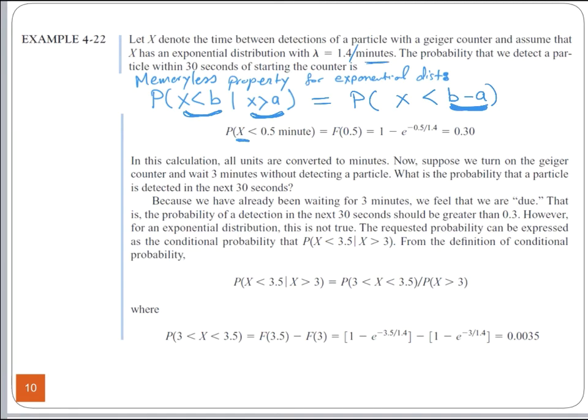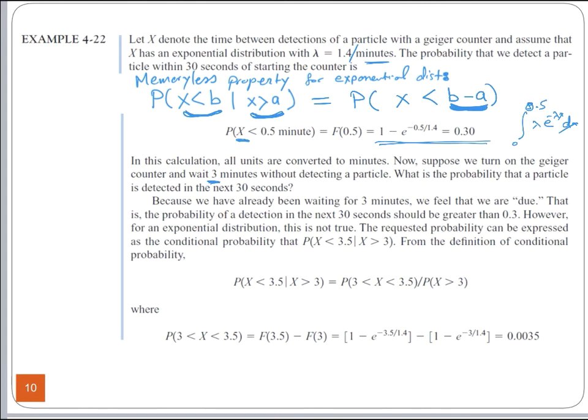Now, again, we have to convert everything in minutes. That's why we say this is the probability that x is less than 0.5, because it's in minutes. And that probability can be calculated from the exponential distribution by integrating from 0 to 0.5 lambda e to the minus lambda x dx. And that integral, when you substitute with the lambda equal to 1.4 per minute, then it's e to the minus.